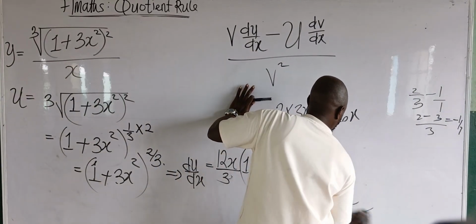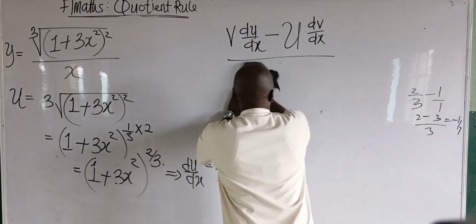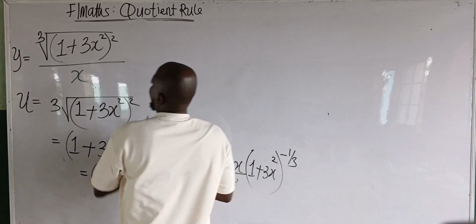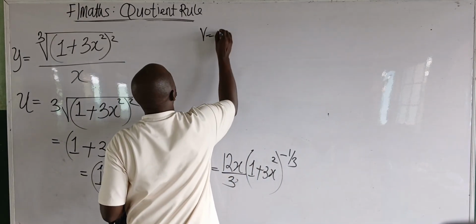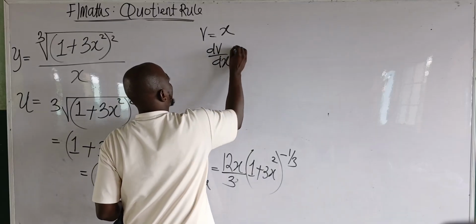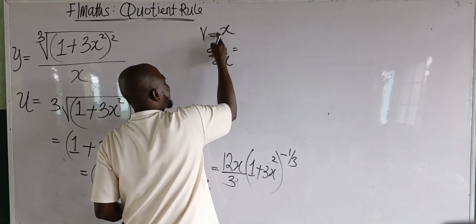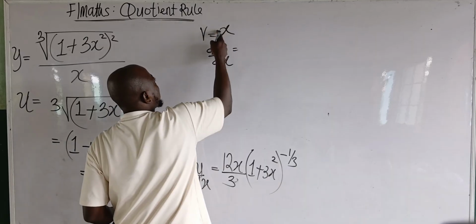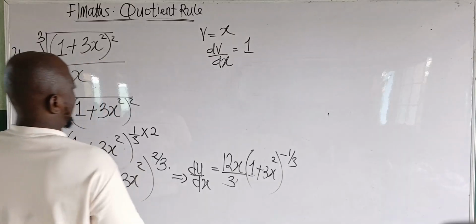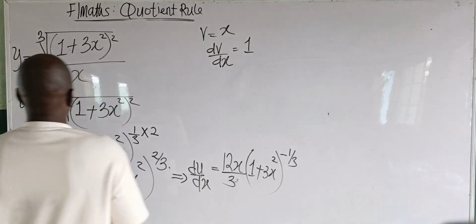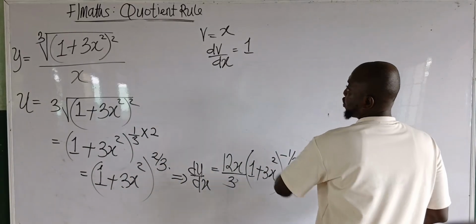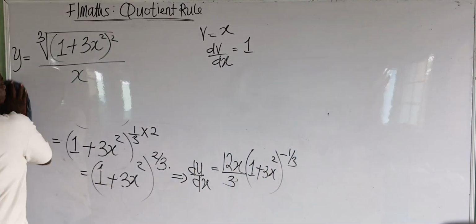Next up, we would now get our v. Our v becomes x, and this is very simple to differentiate. To get our dv dx, the coefficient here is 1 and the power here is 1. I said when the power is 1, just take the coefficient. That will just give you 1, and that is all. So I've gotten everything I need here. Let me take this one off and introduce just what I need, so that we'll have a lot of space.